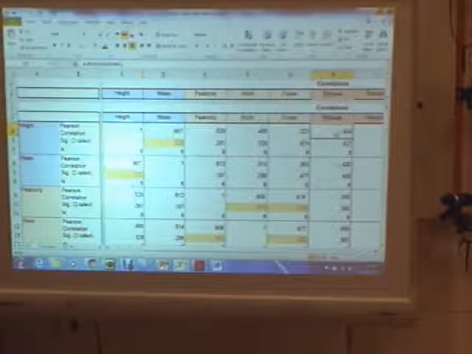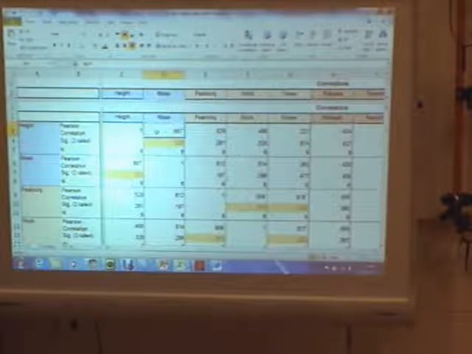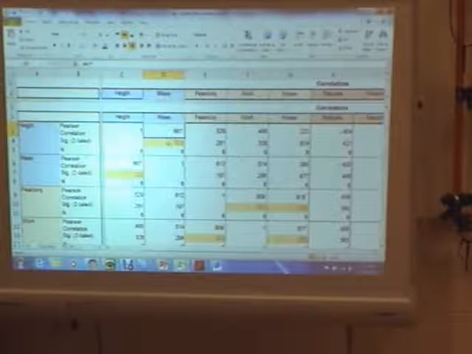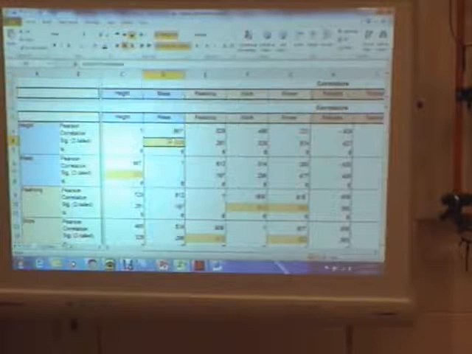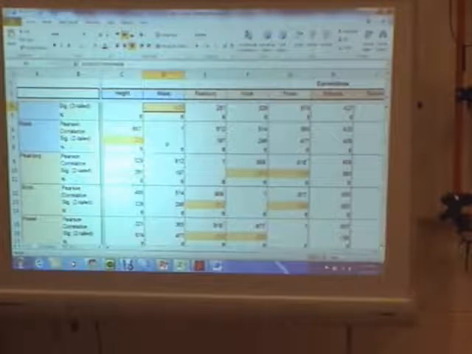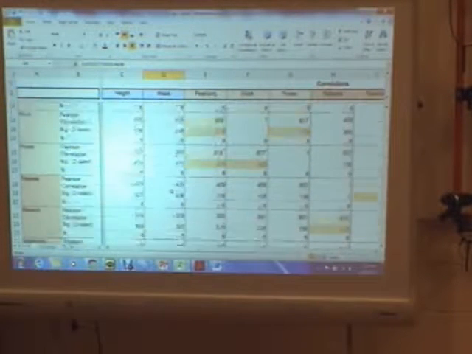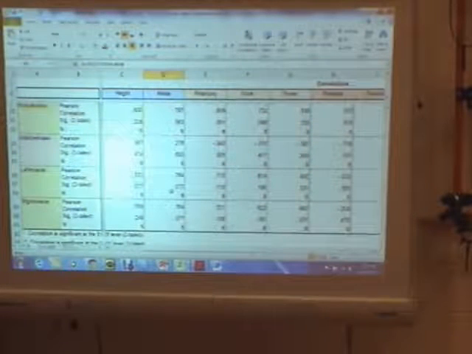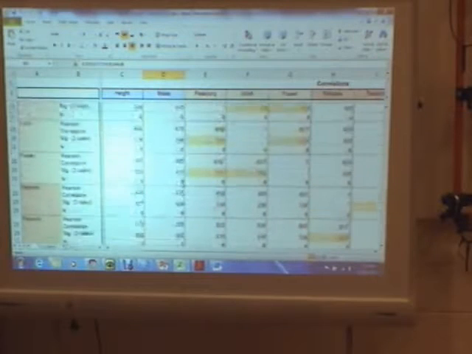Like if you see here, since there's a negative, it means that if one's increasing, the other's decreasing. But if it's positive, as height increases, your mass is also expected to increase. But now if you pick mass as the column you want to go down, you go down and you see that yes, it's related to height, but to no other factor is it significant. And so then you continue to do this process for each variable.